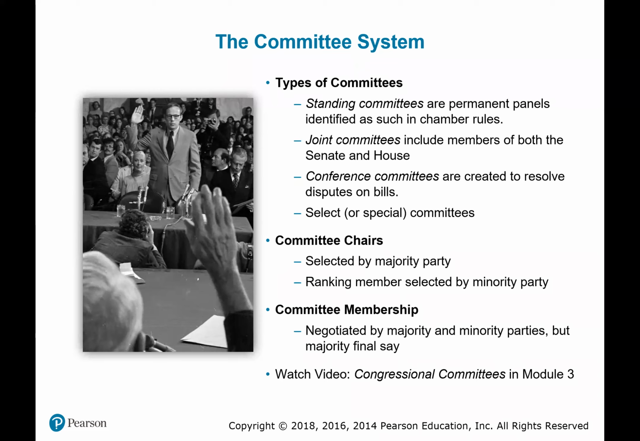So committee chairs are selected by the majority party, often nominated by the speaker. The ranking member is selected by the minority party. Generally, committees have about a 50-50 makeup with Democrats and Republicans. However, on certain committees, we saw the Rules Committee for one, generally the party in power, the majority party, will have a 2/3 majority. And watch the video in Module 3, Congressional Committees, and it explains committees better than I can.